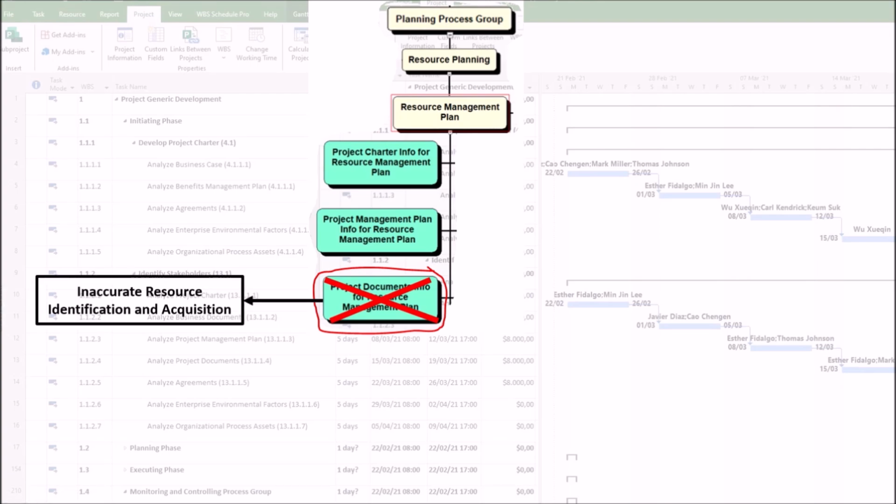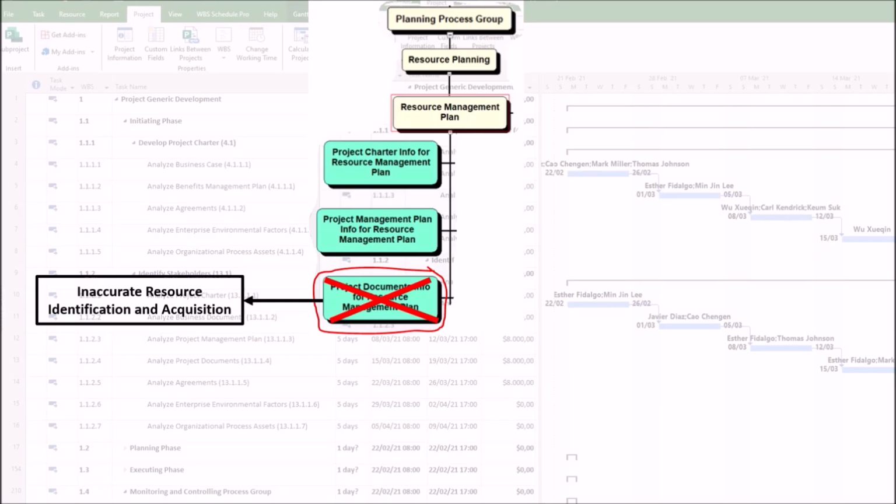1. Inaccurate resource identification and acquisition. The harm is to get the wrong people, the wrong equipment, or the wrong quantity, and it happens as follows. First, poor WBS, schedule analysis. Without a detailed analysis of the work breakdown structure and project schedule, you might miss specific work packages or underestimate the complexity of activities. This leads to identifying generic roles, such as developer, instead of specific skill sets, such as Python developer with API integration experience.